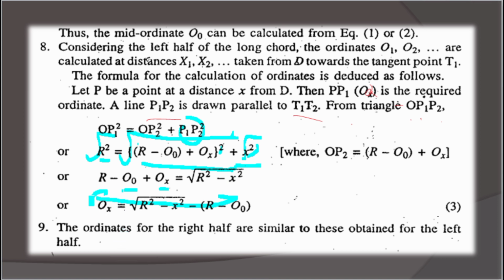We are in great need of the offset X, that is the thing that we are calculating. So we'll have to shift everything here to the right-hand side. So we'll subtract, everything here is in brackets, and that's how our final formula becomes: offset X is equal to the square root of R squared minus X squared, minus (R minus offset origin). So that's how that is done.